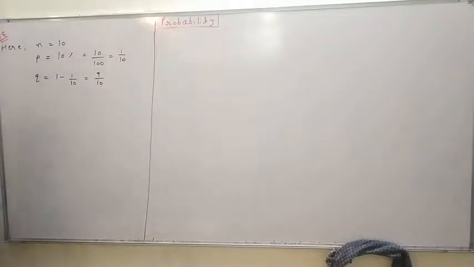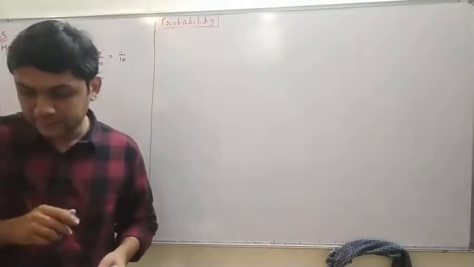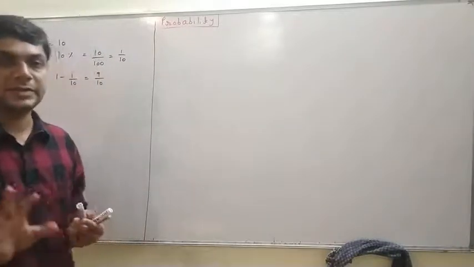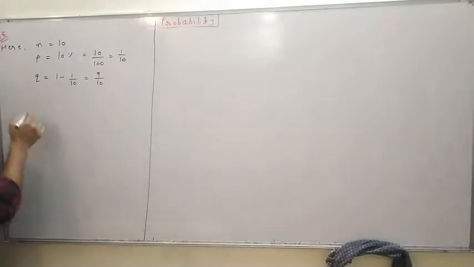Okay. Now you have to find the probability that 10 items will include not more than one defective item. Success is defective item. Here success is defective item.